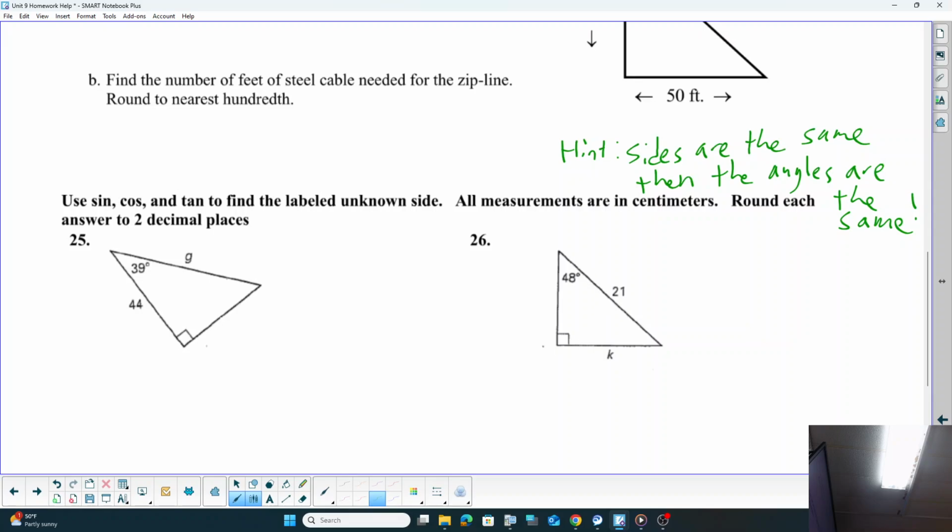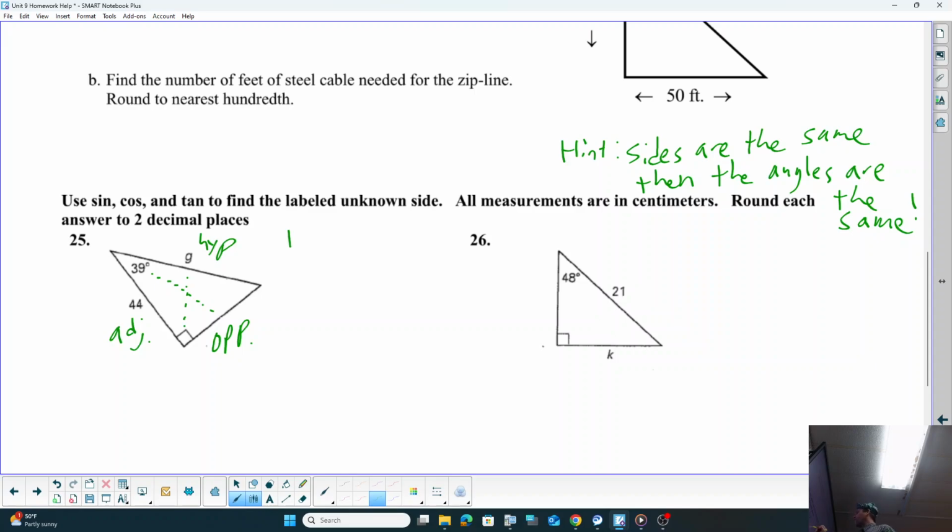Number 25, use sine, cosine, tangent to find the unknown side. So now you're going to have to identify from the angle which one is opposite, adjacent, hypotenuse. Always across from the given angle is the opposite side, so we call it OPP. Across from the 90 degrees is always called the hypotenuse. That means this must be the adjacent side.